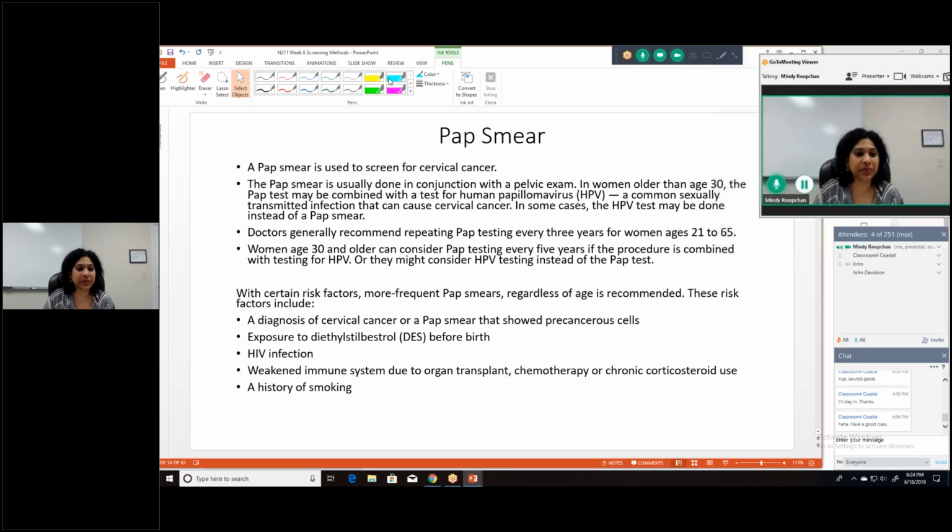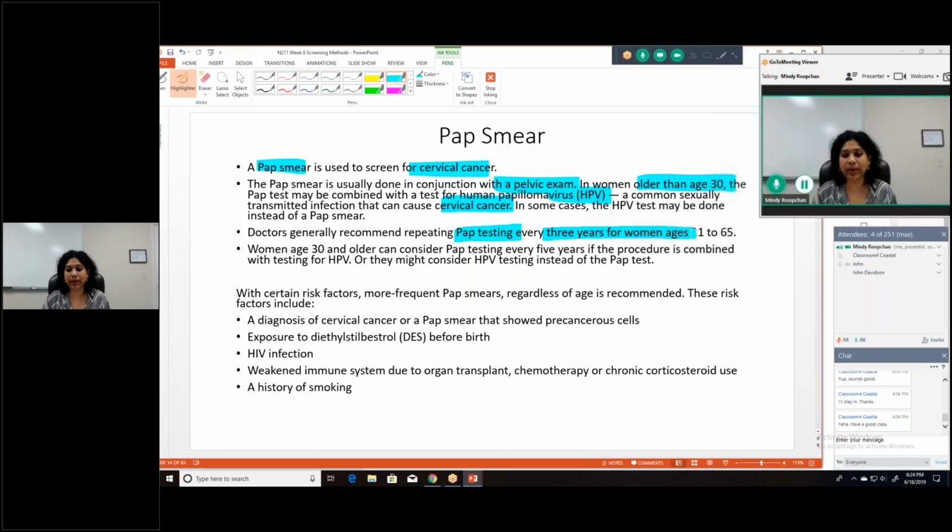Okay, so Pap smear is used to screen for cervical cancer. It's done when they do a pelvic exam for women older than age 30. Pap smears are combined with a test for HPV, which is a sexually transmitted infection that causes cervical cancer. Doctors recommend Pap testing every 3 years for women age 21 to 65. Women that are 30 and older can do a Pap testing every 5 years.